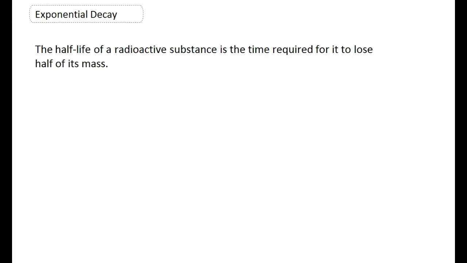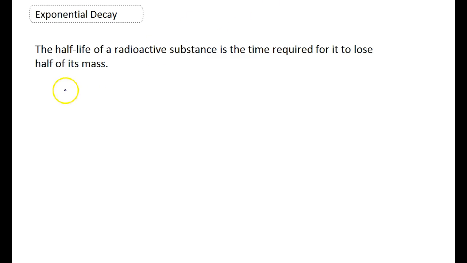Okay, this is going to be a quick screencast because it's only one type of problem we're going to look at, and that's exponential decay. And we usually use it when we talk about the half-life of radioactive substances. And so the half-life of a radioactive substance is the time required for it to lose half of its mass.